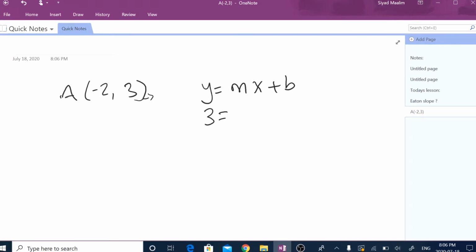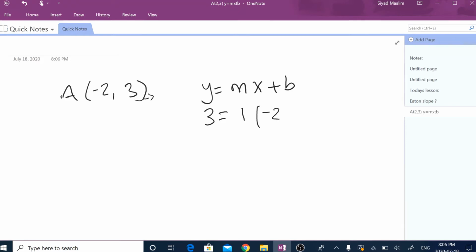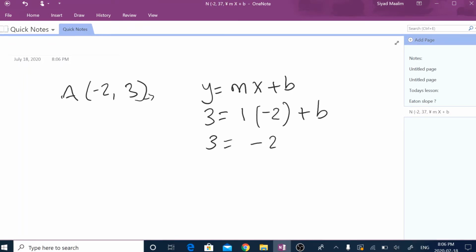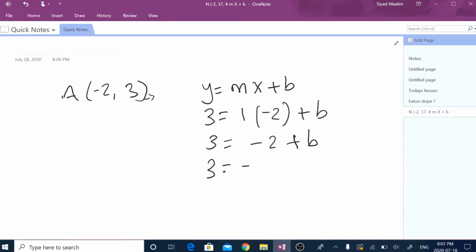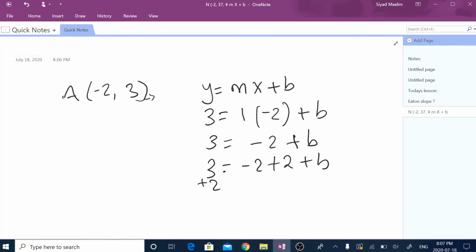So 3 is equal to, what is our slope? Slope, we said it was 1, multiplied by what is x? X is -2 in this case, plus b. So this will give me 3 is equal to -2 plus b. In order to find b, we add 2 to both sides of the equation. So these 2 will cancel. Therefore, b is equal to 5.